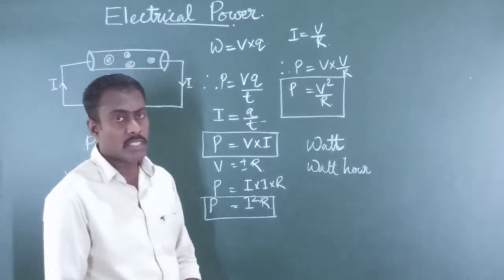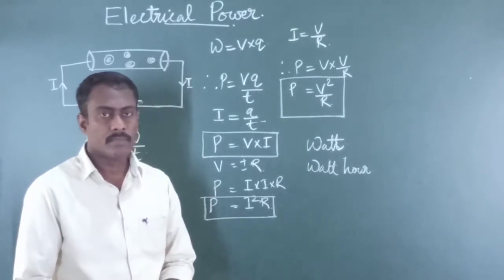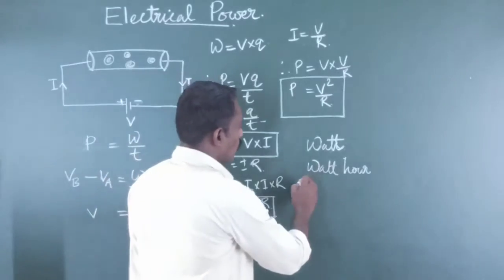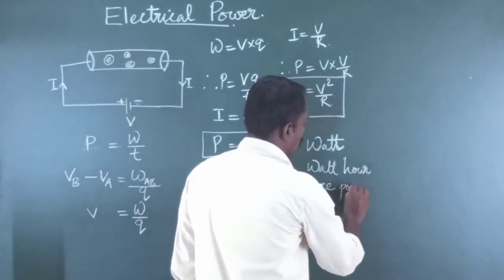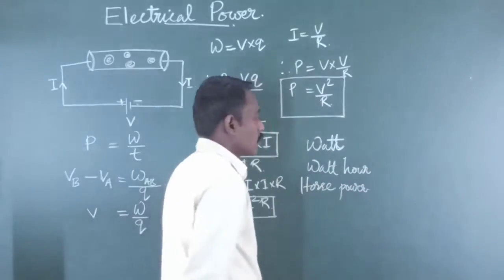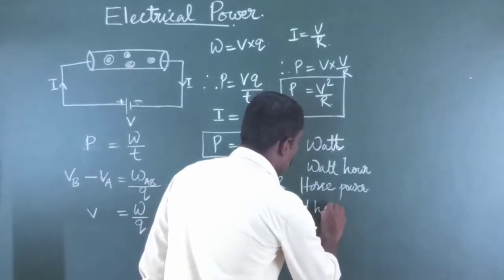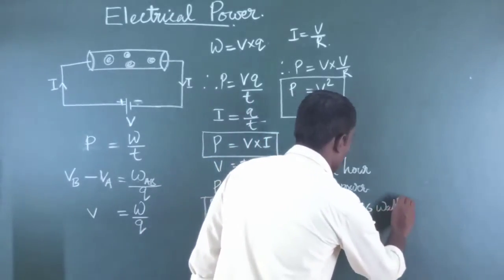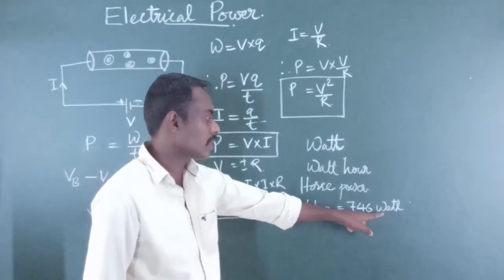Another unit that is also used to measure power is horsepower. Then what is horsepower? 1 horsepower is equal to 746 watt. Okay, 1 horsepower is equal to 746 watt.